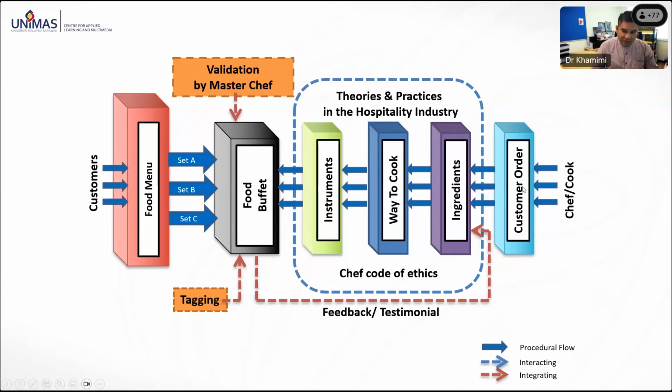Okay, they take the customer order, set A, B, or C, and they start to prepare the ingredients first, and then the way to cook, they want to fry it, boil it, or bake it, and then the instrument lah. You want to use the big kuali or big wok, kuali yang lepeh to cook. If you want to use a very small wok ataupun periuk to cook curry, boleh ke? Boleh, but it will take longer time lah, kan? Tapi still boleh. And then you are bounded by the theories and practices in the hospitality industry, kan? And the chef code of ethics.